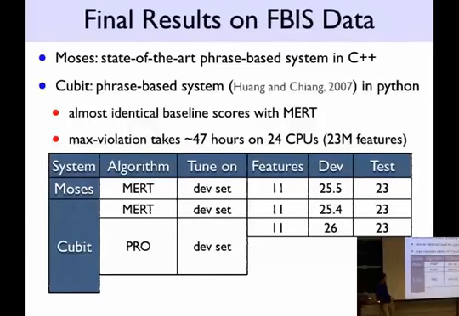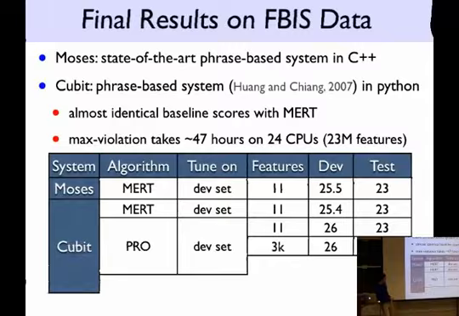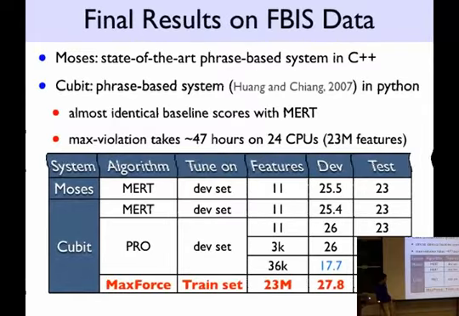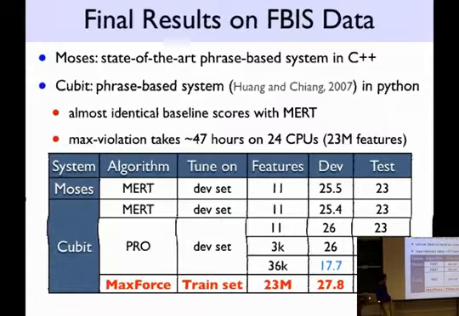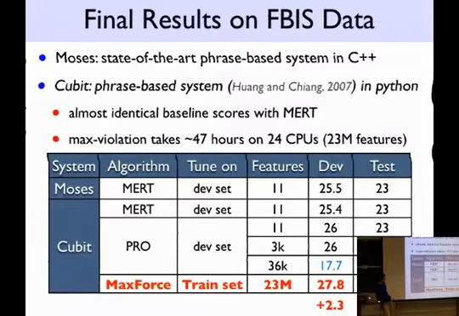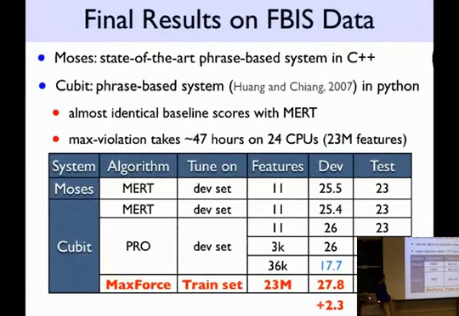25.4. And PRO, so you have to ignore these numbers, but the most important numbers are the last line. So if you use max force, you can train on a training set with more than 20 million features, and you can have more than 2 BLEU point improvement over MERT, in both dev and test set. And PRO doesn't work very well.